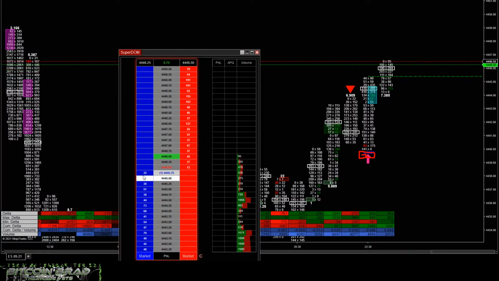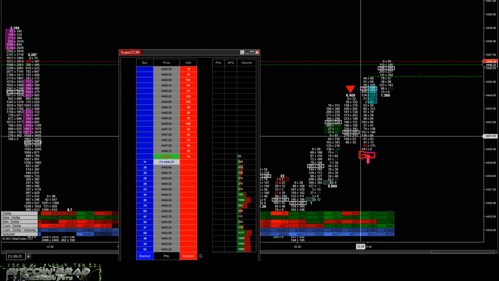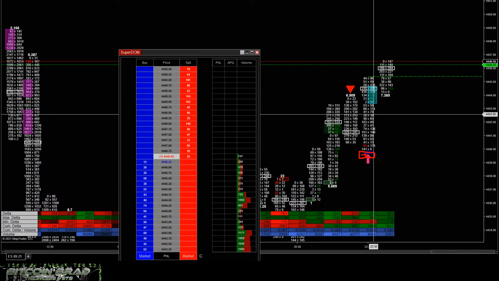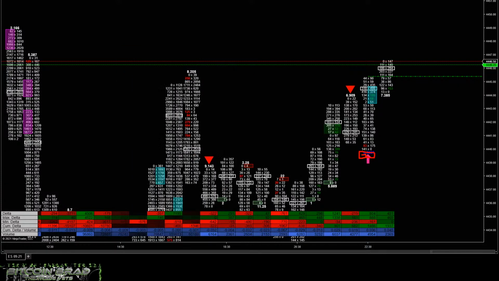He fills everybody there, and then he just keeps moving up and lets everybody fill off of him, and then just boom, boom, boom, boom, moves up. And then these sellers realize that, they move away, and then you see this move to the upside, right?